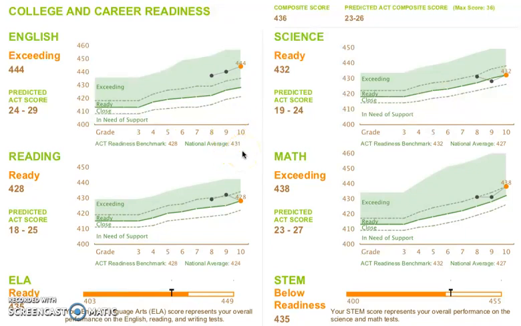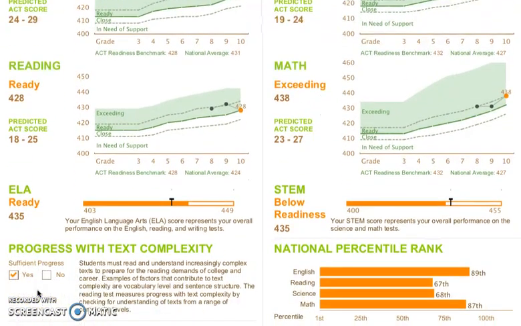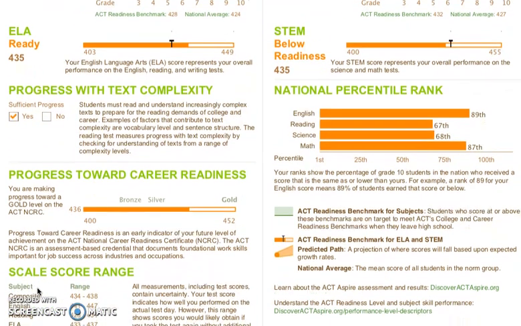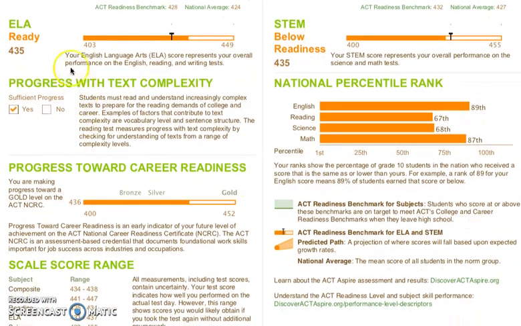And then it also tells you what the national average was. So if they took every student who was a 10th grader who took the English part of the assessment, the average would have been 431. That is the same thing for all 4 of the subject areas. Going down, we have the combined scores. You have your ELA readiness, which combines your reading and your English. And then it tells you whether you are ready, which would be at this black mark, or below readiness. The STEM score combines your math and your science.